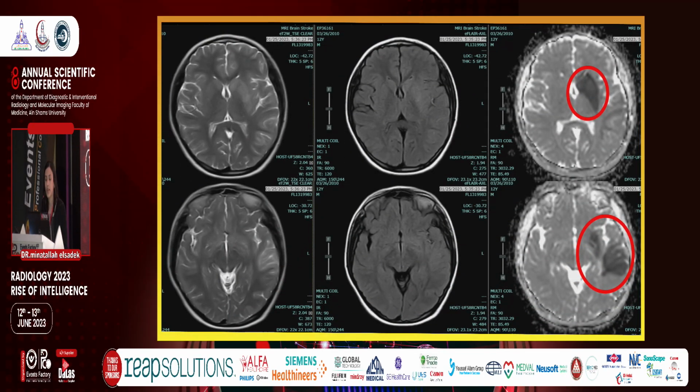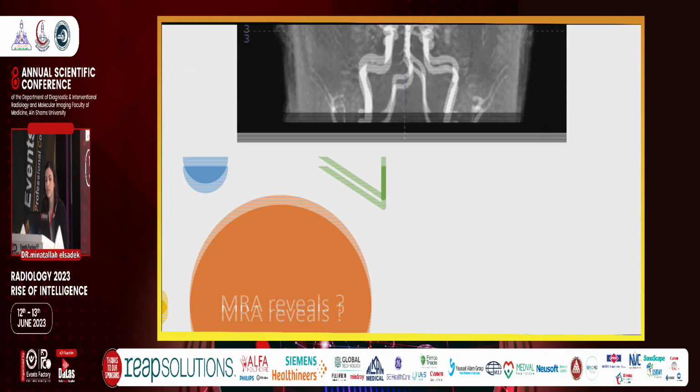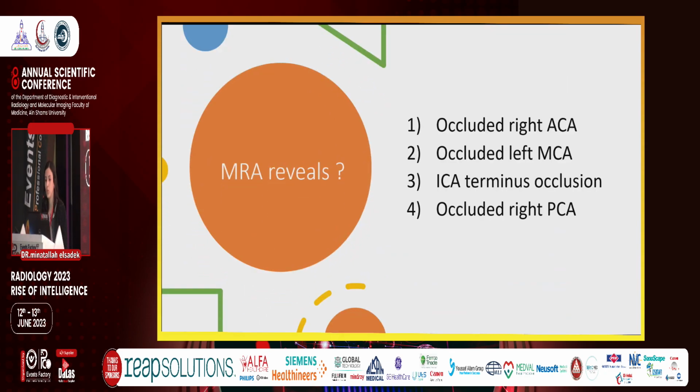Excellent. As we can see here, there are two sizable areas of true diffusion restriction involving the left basal ganglia as well as the nearby temporal lobe, exhibiting faint hyperintense signal in the T2 and FLAIR sequences, which is suggestive of acute non-hemorrhagic infarction. MRA was also done. What do you think does it show? Occluded right ACA, occluded left MCA, ICA terminus occlusion, or occluded right PCA?